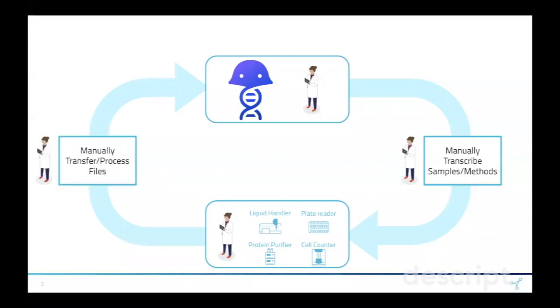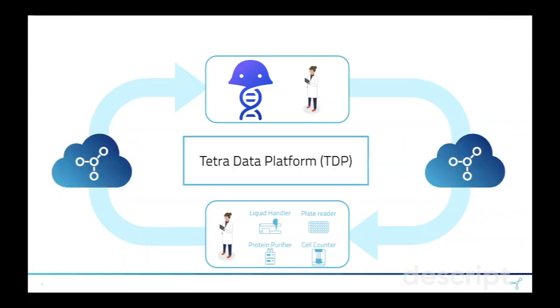And then to get the data back into a notebook, usually a scientist has to go in and find these files, maybe do some manual processing before the data is suitable to be uploaded into something like a Benchling notebook. However, what I'm going to tell you about today is how we can eliminate these manual steps using our Tetra data platform to facilitate the design and execution of experiments.